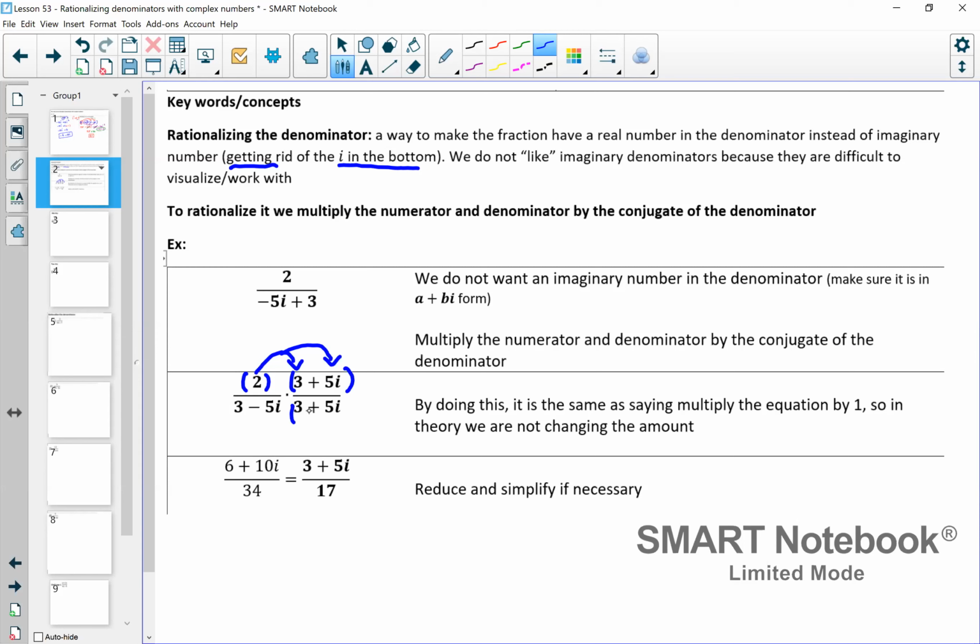Now we're going to multiply the bottom. I use a different color for that so it's easier to see. So it became this. So now we have 3 minus 5i times 3 plus 5i. Well, 3 times 3 would be 9. And 3 times 5i is plus 15i.